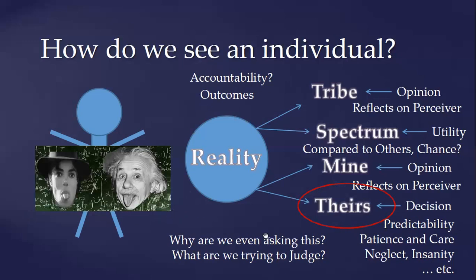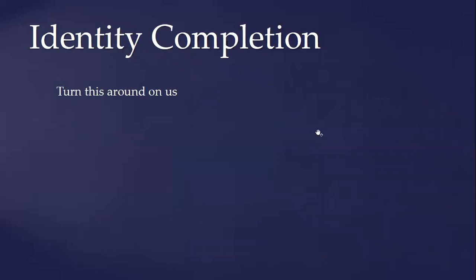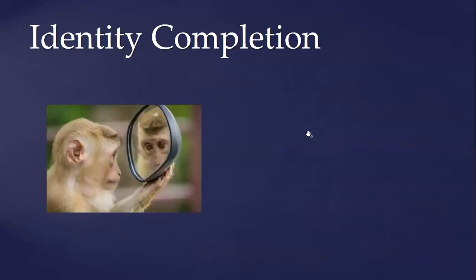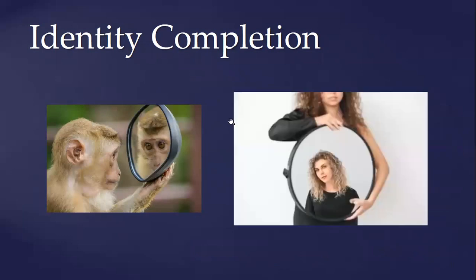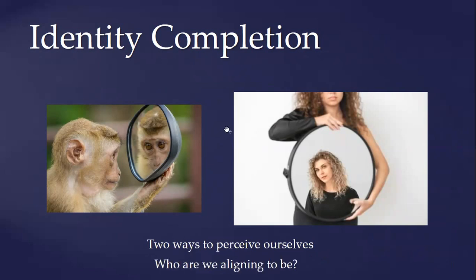So let's turn this back around on us. Okay, so yeah, there's the way we see ourselves, right? We can hold a mirror to ourselves. And there's the way the tribe shows us ourselves, right? The tribe is holding a mirror to us, and there's information we can only get from the tribe, right? So that's two ways to perceive ourselves. So who are we aligning ourselves to be, right? Do we want to align to be the best in our own eyes? Or do we want to align ourselves to be the best in the tribe's eyes, right?